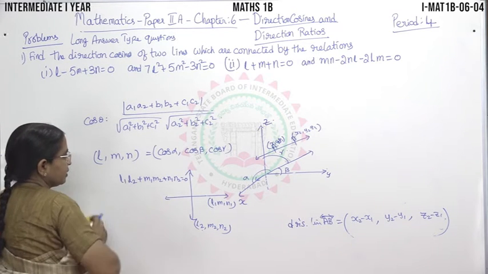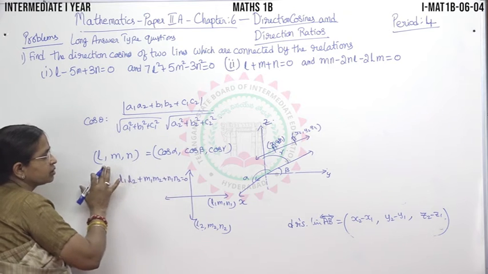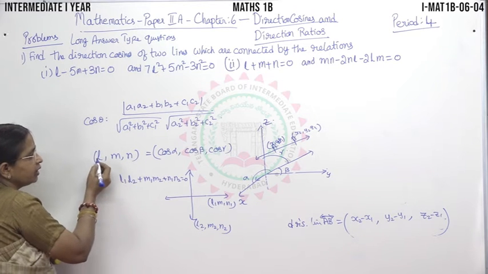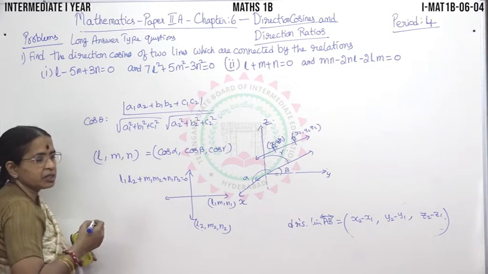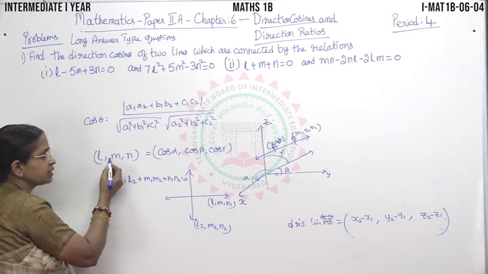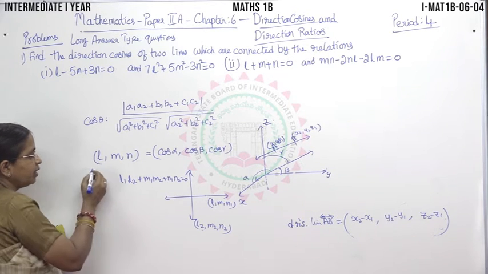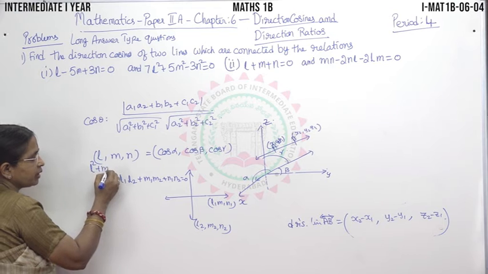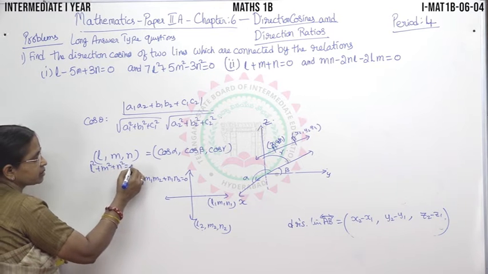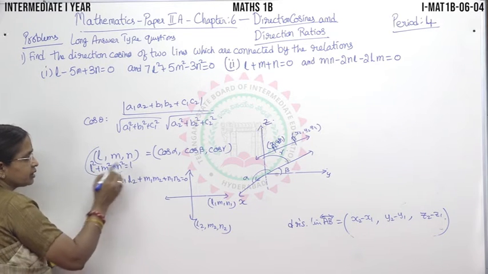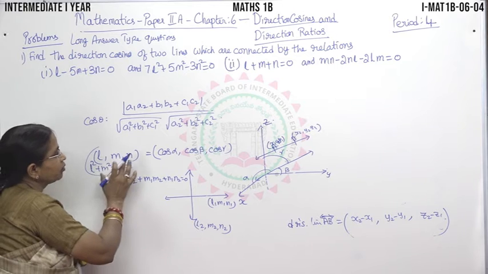Next, in direction cosines, we have also learnt one property: if L, M, N are the direction cosines of a line, then minus L, minus M, minus N are also the direction cosines of the same line. They also satisfy the property that L square plus M square plus N square is equal to 1. This is for direction cosines.